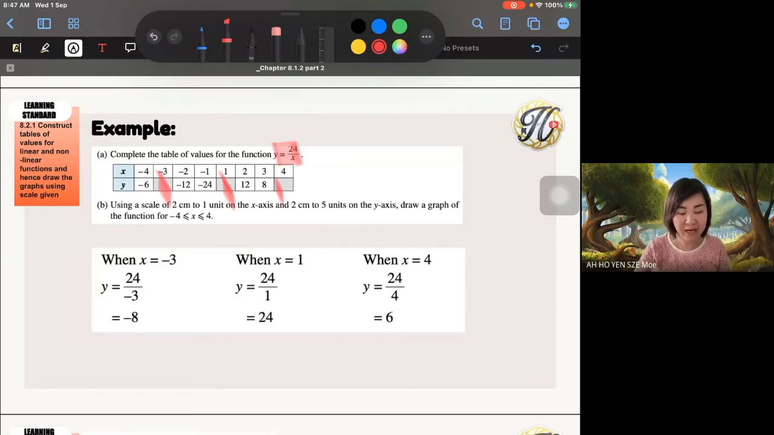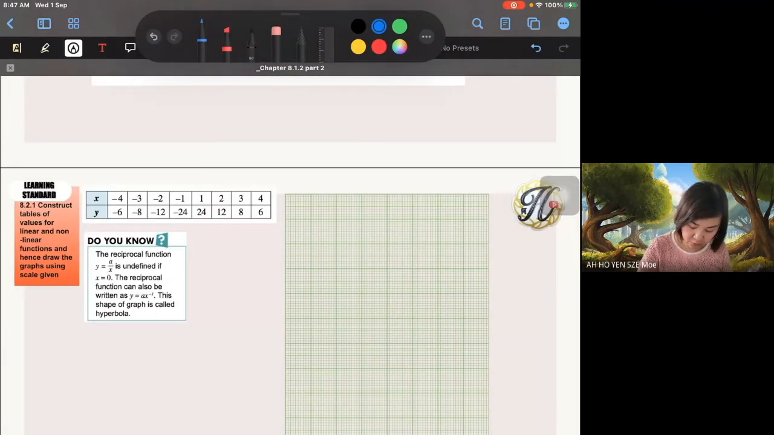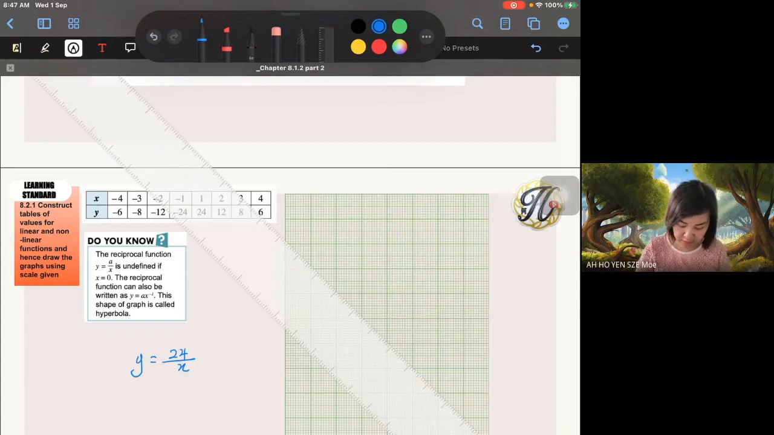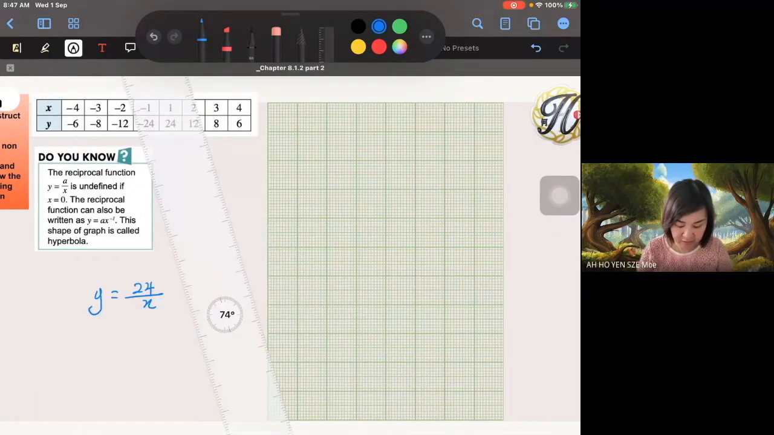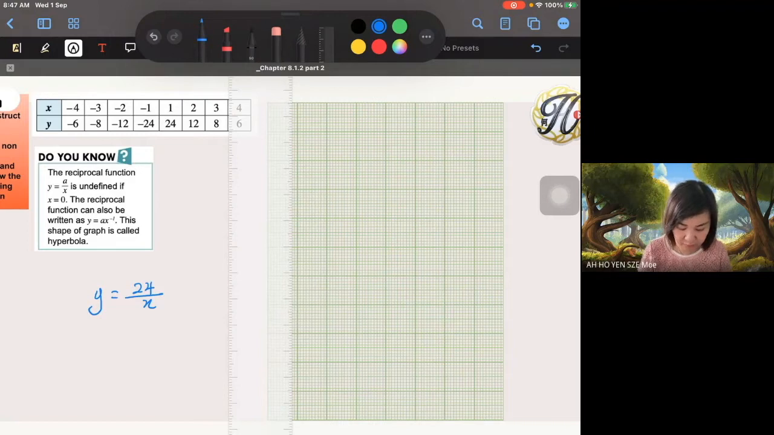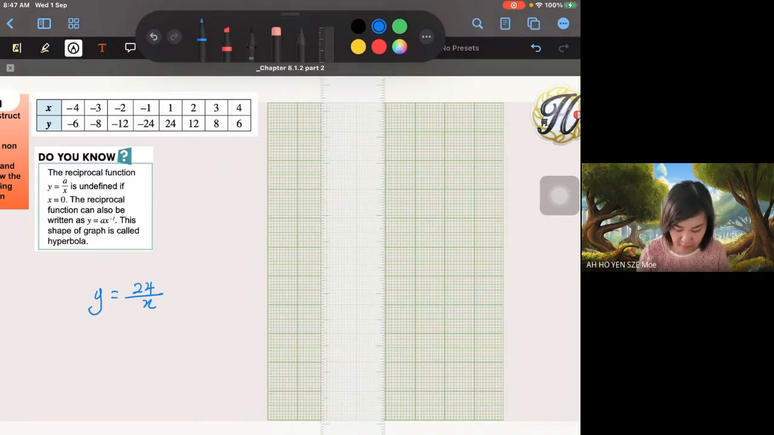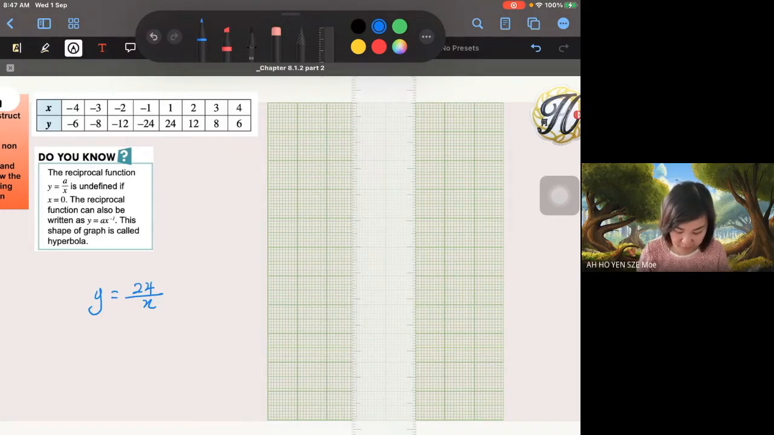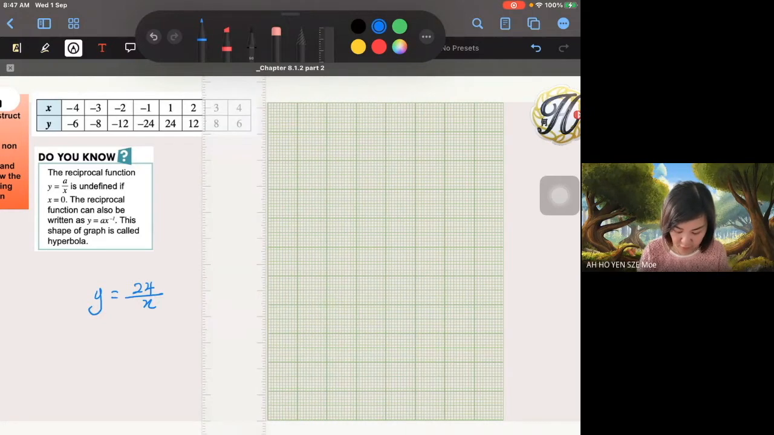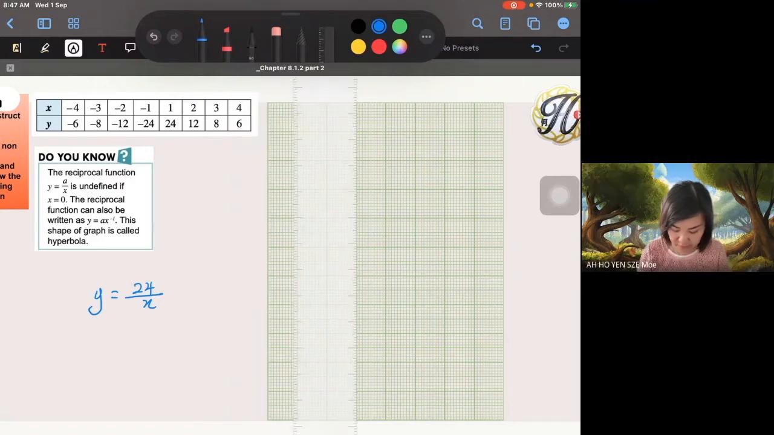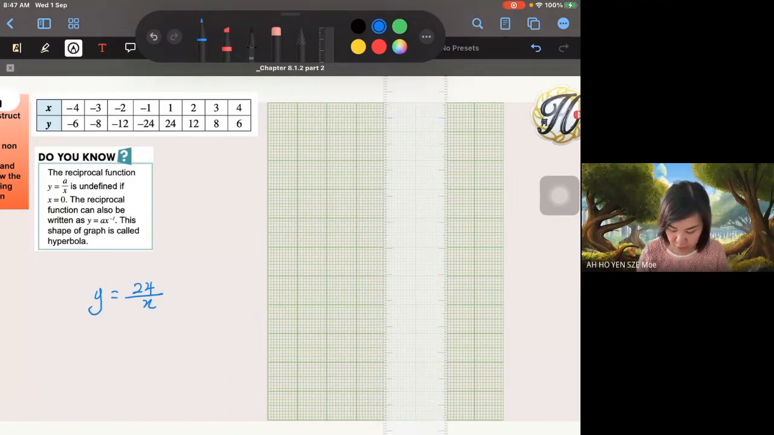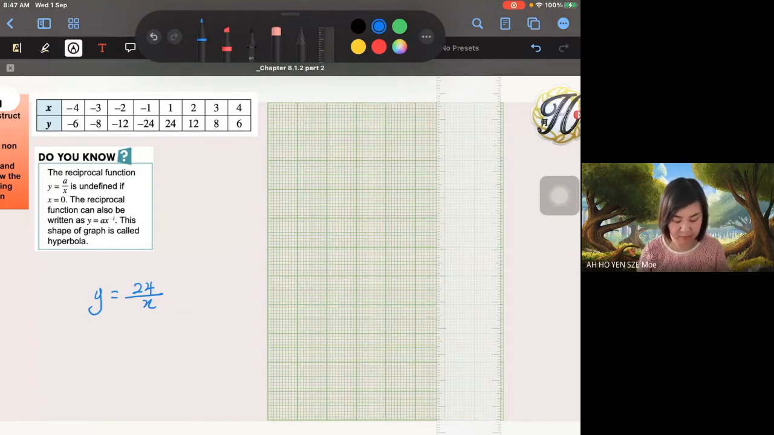Okay, so how does the graph look for this one? This is the function y equals 24 over x. Now you have to draw the x and y axes. Same thing, we have negative until -4. So where do you stop? This is -4, -3, -2, -1, 0 here. Not enough, so I have to extend until here. -4, -3, -2, -1, 0, 1, 2, 3, 4. Okay, enough, that's the maximum.